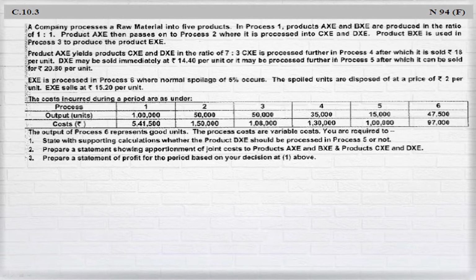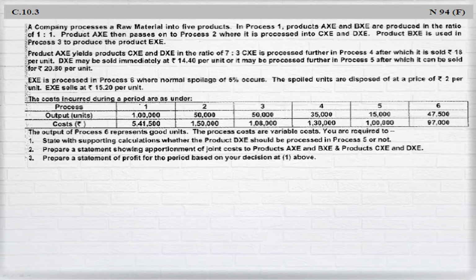CXC is processed further in process 4, after which it is sold at rupees 18 per unit. DXC may be sold immediately at 14.40 per unit, or it may be processed further in process 5, after which it can be sold at 20.80 per unit. EXC is processed in process 6, where normal spoilage of 5% occurs. The spoiled units are disposed of at a price of rupees 2 per unit. EXC sells at 15.20 per unit.